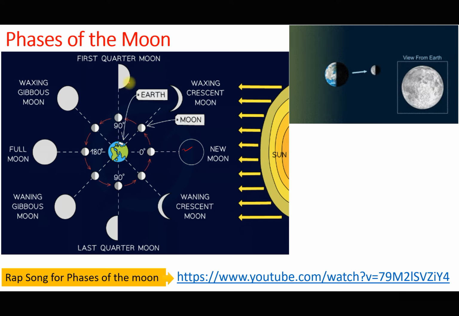Then the moon grows beyond the first quarter. The person on the earth's surface sees more than half of the illuminated part of the moon. That's what we call a waxing gibbous.